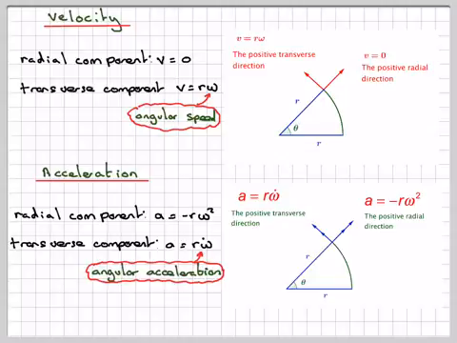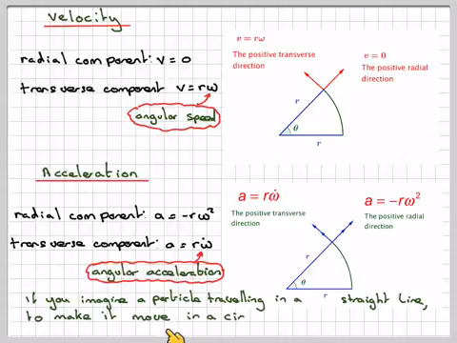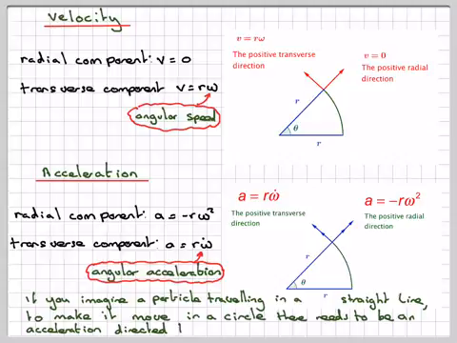Now what is r omega with a dot on? What does that dot mean? Well, that dot means angular acceleration. It's a differential of omega. So if you can imagine a particle travelling in a straight line, to make it move in a circle, there needs to be some sort of acceleration directed towards the centre. To make it move in a circle, this acceleration would have to be a constant.